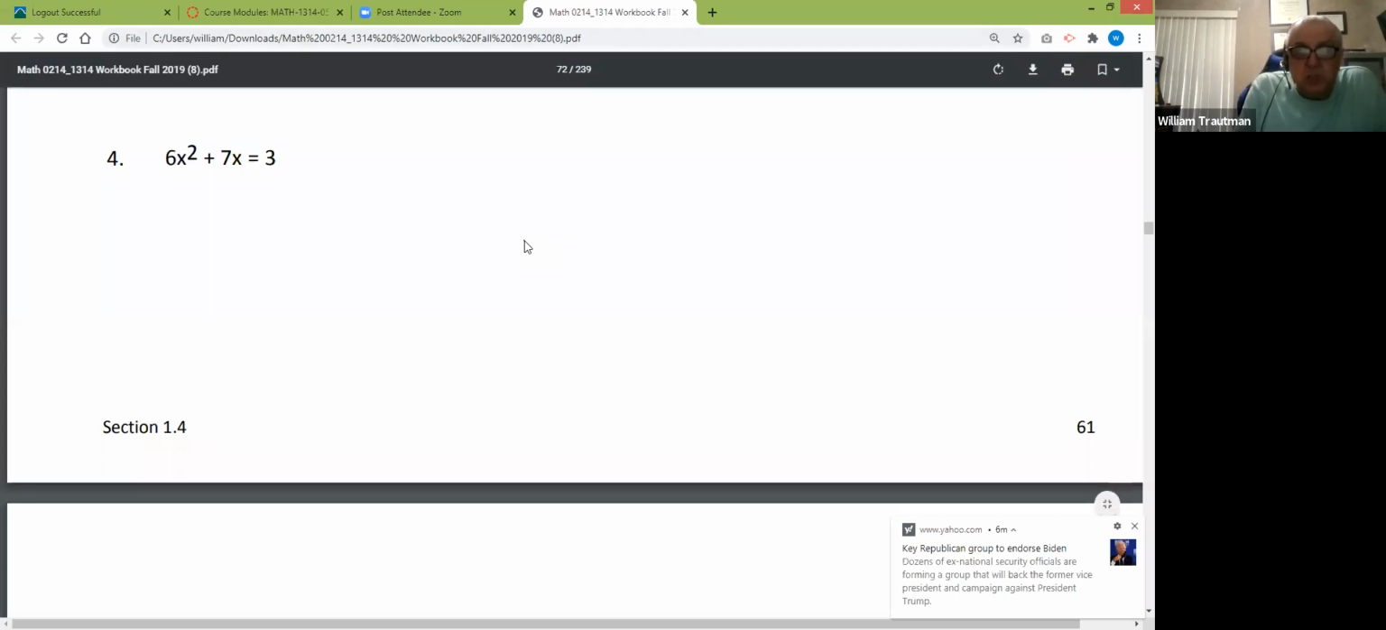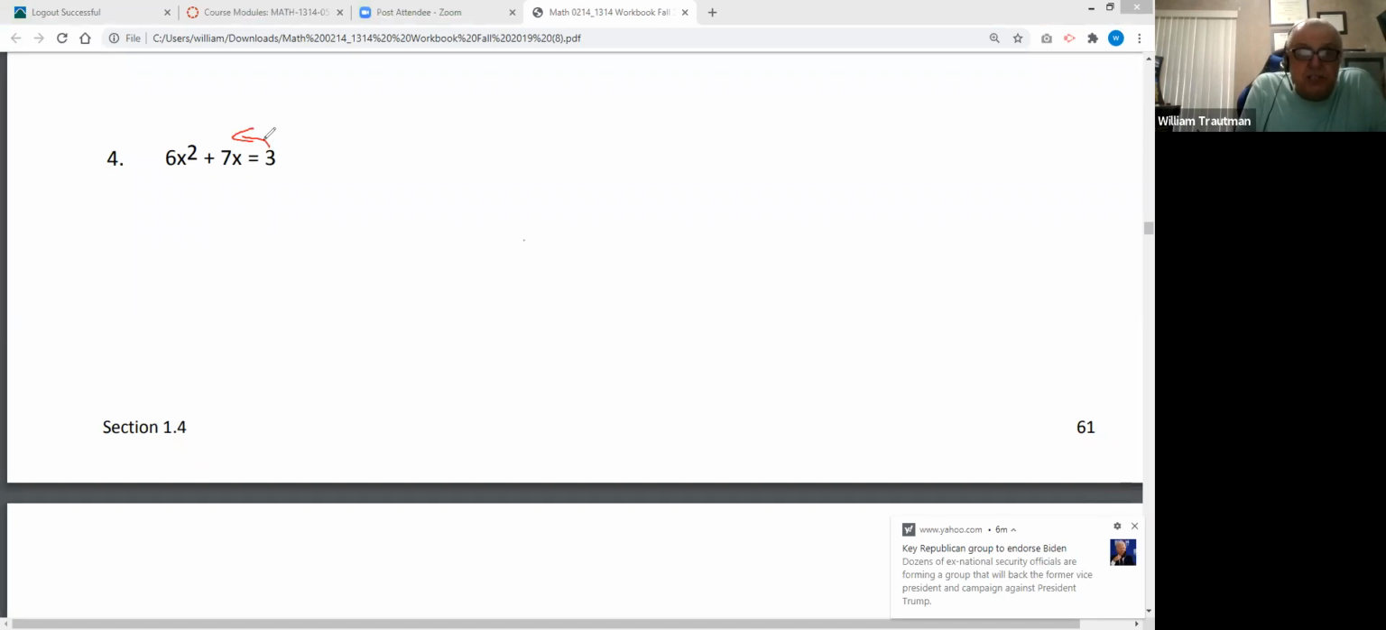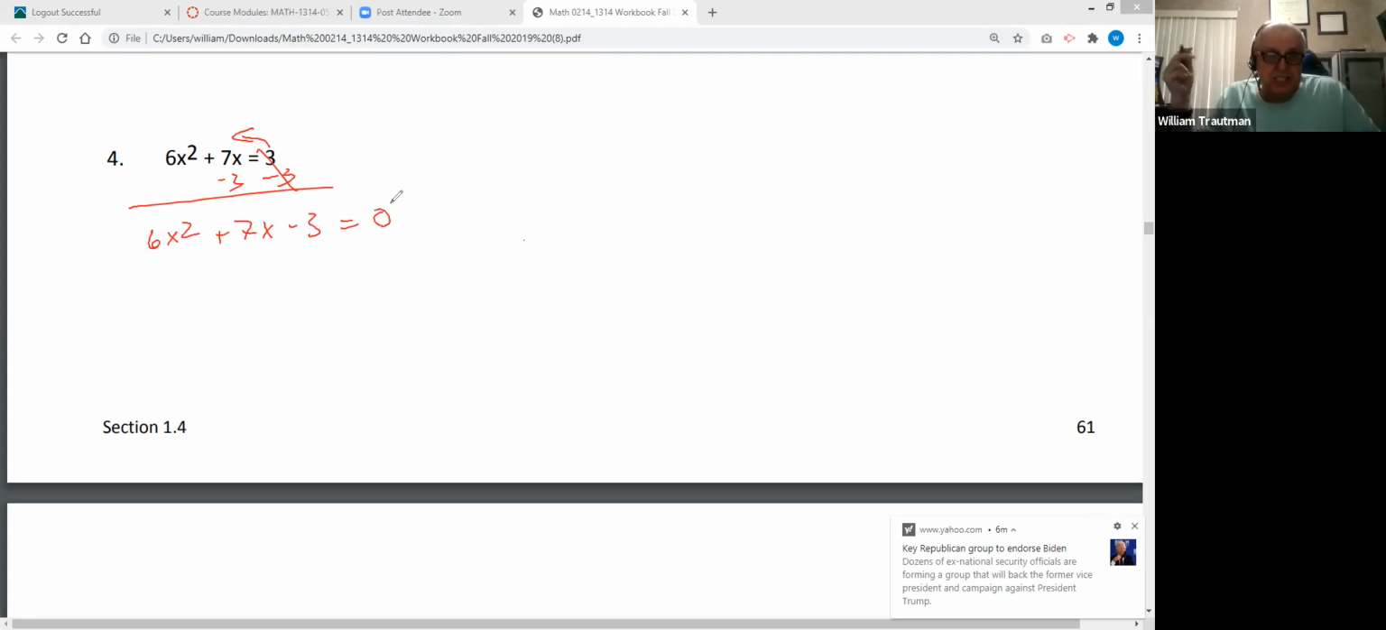All right, so this problem, everything's not on one side, so I need to take the 3 to the other side. It's a positive 3, so I'm going to subtract 3 from both sides. I'm left with 6x squared plus 7x minus 3. You see, the 7x and the 3 can't add or subtract together because one's an x and one's a number. So we have everything on one side.